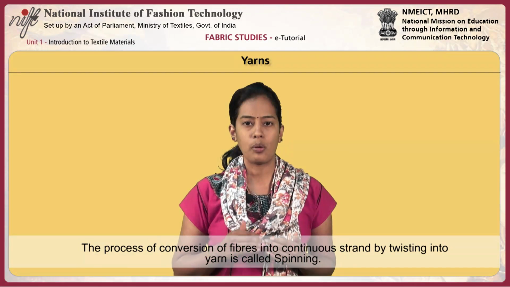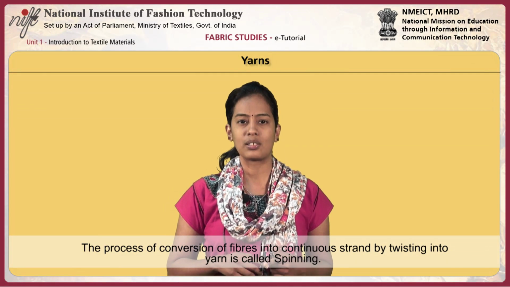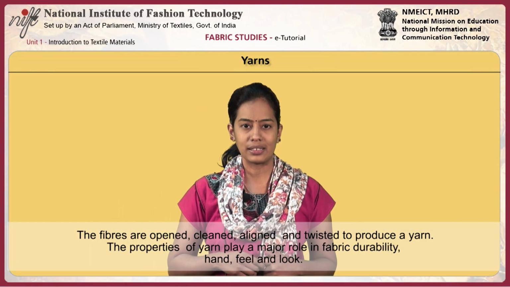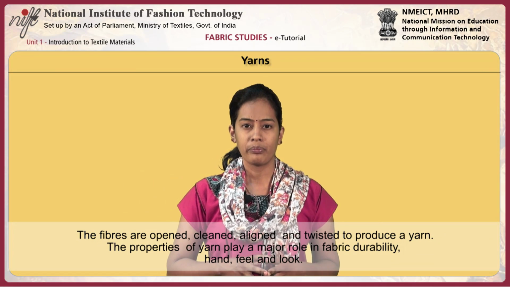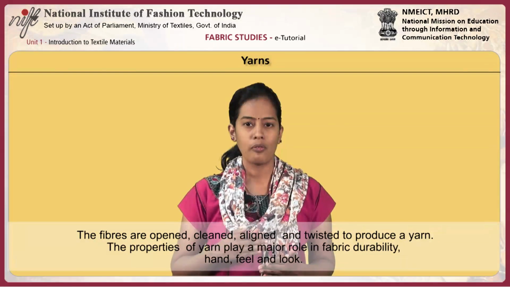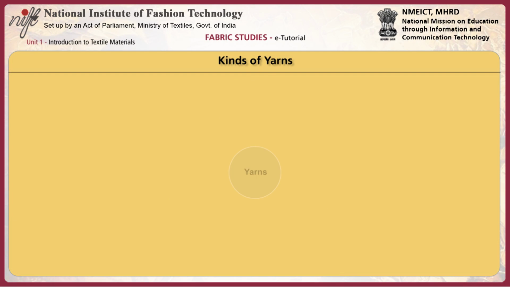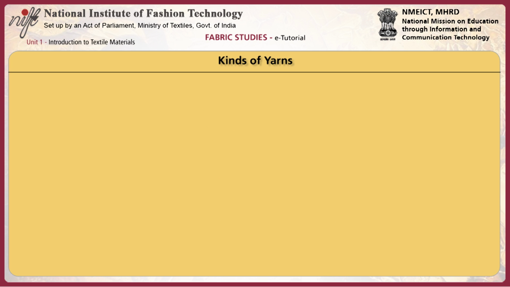The process of conversion of fibers into a continuous strand by twisting into yarn is called spinning. Fibers are opened, cleaned, aligned and twisted to produce a yarn. The properties of yarn play a major role in fabric durability, hand, feel and look. We will now look at various kinds of yarn. There are different kinds of yarns like spun yarns, filament yarns, plied yarns, textured yarns, stretch yarns, high bulk yarns, fancy yarns and blended yarns.